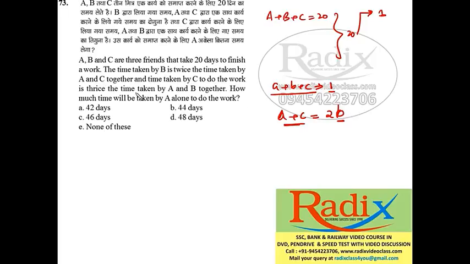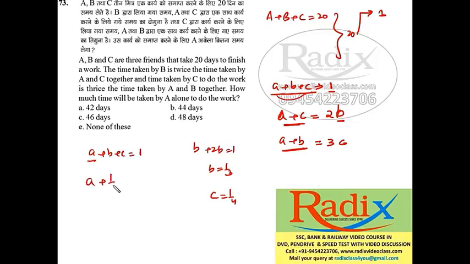Same way, time taken by C to do the work is thrice the time taken by A and B together, and it means A and B efficiency is equal to thrice of C. Now substitute A plus C as 2B, so we get B plus 2B as 1. So B would be 1 by 3, and now put A plus B as 3C, it would be 4C. C would be 1 by 4. Now it is given that the sum of all three, A plus B plus C, is 1. A we have to calculate, B is 1 by 3, C is 1 by 4. So A would be 1 minus 1 by 3 minus 1 by 4. LCM would be 12. This is 12 minus 3 minus 4, or 5 by 12.